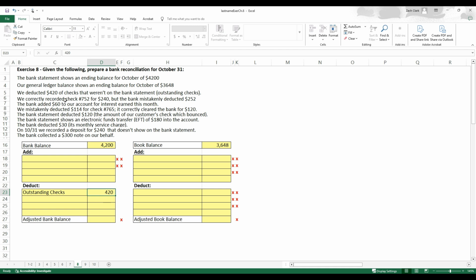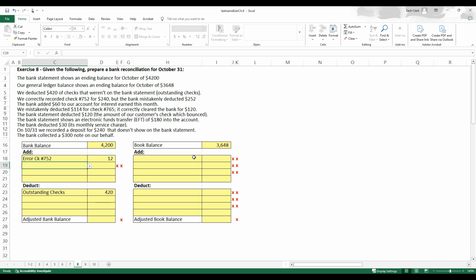Okay, anyway, so we correctly recorded check 752 for $240, but the bank messed up and did $252. So we need to add back this error amount, and we'll just take the difference. 252 minus 240. Okie doke, so that's $12 to add back to the bank balance to get it corrected.